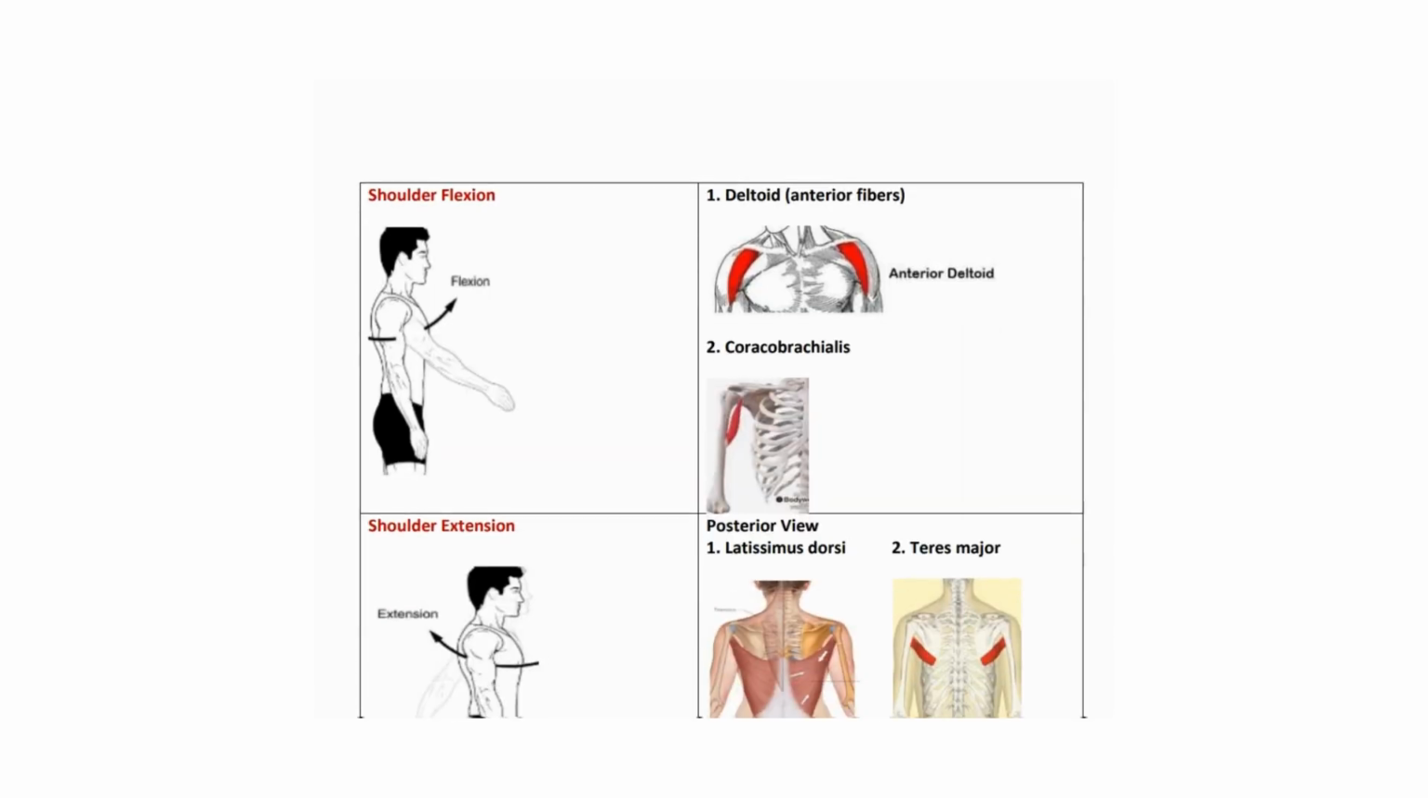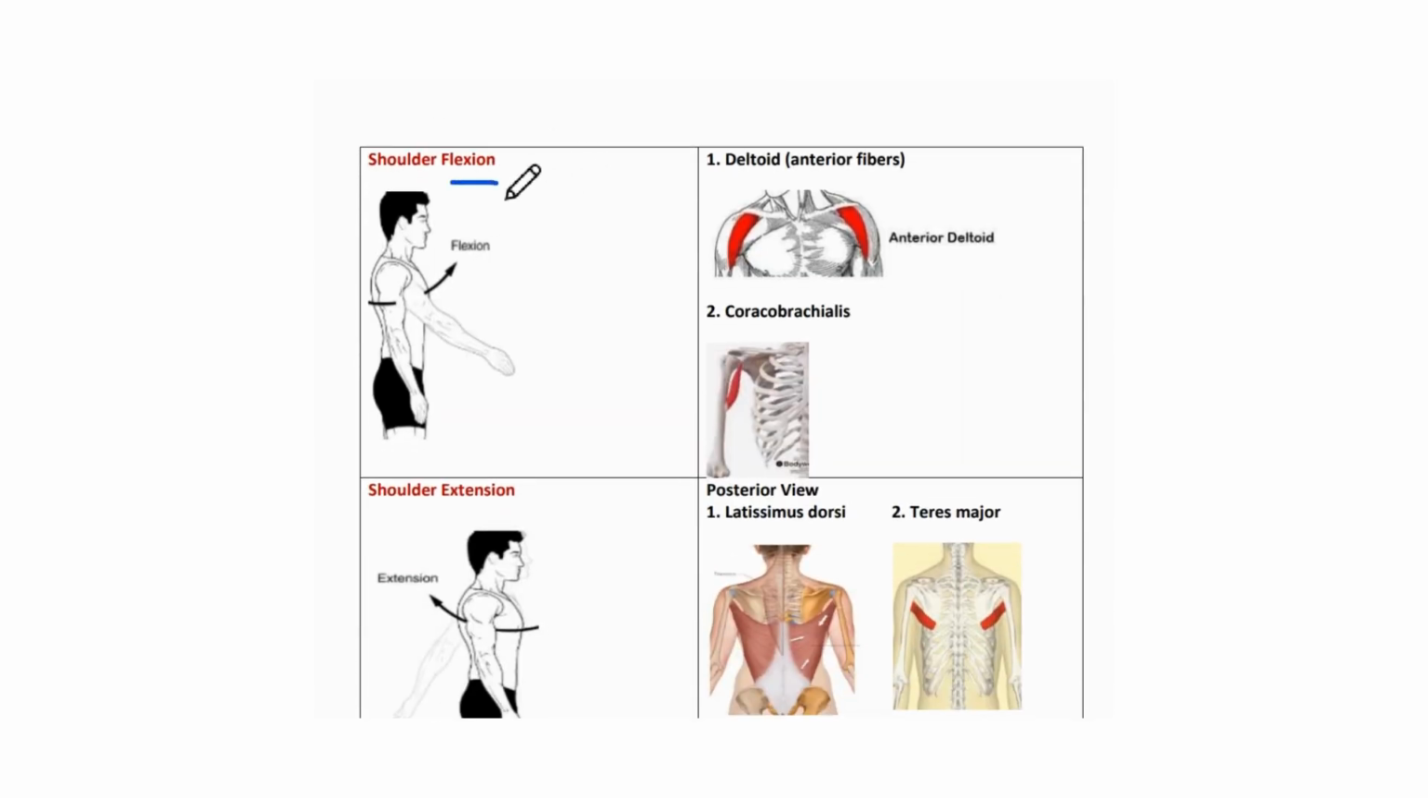Moving forward to shoulder flexion, which is being performed in this direction. So the muscle which will be present on this aspect will be responsible for shoulder flexion, and the muscles which are present on this aspect are deltoid anterior fibers and coracobrachialis. Deltoid anterior fibers are present here on this aspect, and coracobrachialis, which is present here, will also be responsible for shoulder flexion.